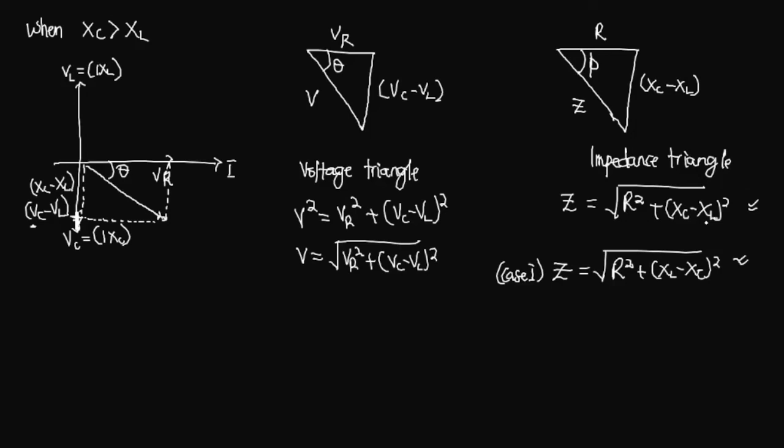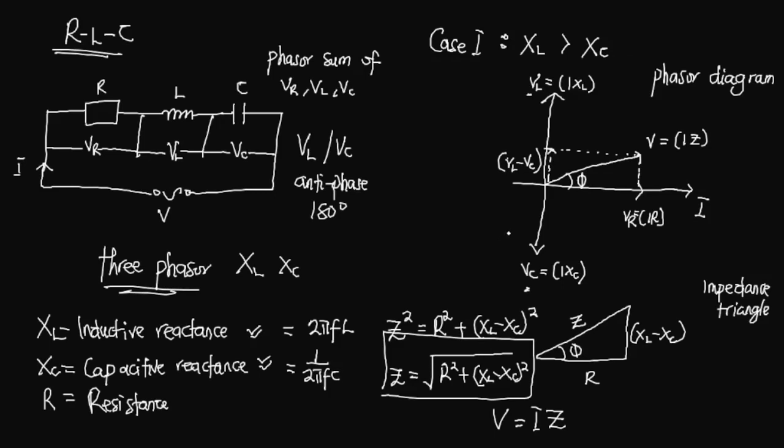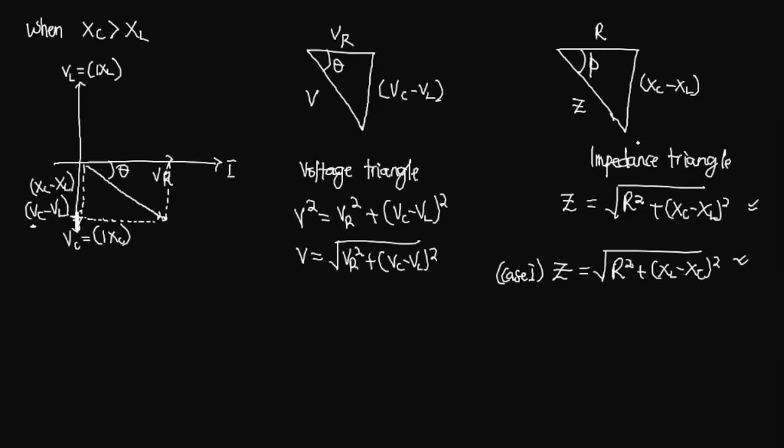But if the question demands that you draw the phasor diagram and you don't know which of these is greater, whether XC is greater than XL, you are not able to distinguish whether this triangle will lie in the negative direction or in the positive direction at the top, as we saw in this case. You don't know whether it's going to be like this or like this. So you need to know which of these is greater, so that in case you've been asked to draw the phasor diagram, you can draw it easily.